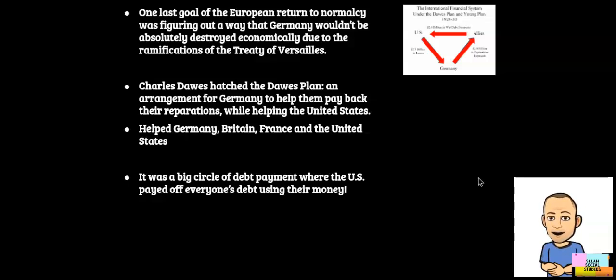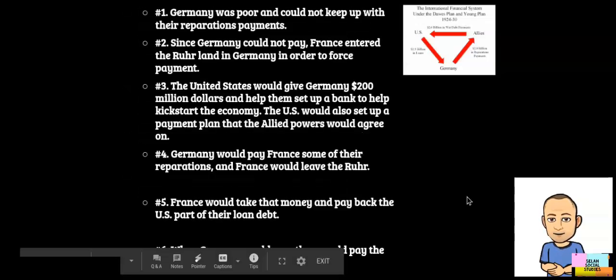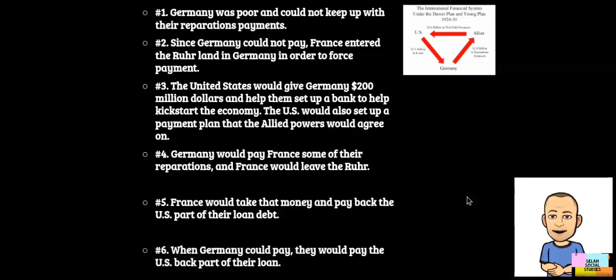So Charles Dawes hatches this genius arrangement for Germany to help them pay back their reparations while helping the United States. I'm going to put out the plan step by step on this next slide. Number one, Germany was poor and could not keep up with their reparation payments. Makes sense. Since Germany couldn't pay, France entered the Ruhr land in Germany in order to force this reparation payment. The U.S. steps in and would give Germany $200 million, help them set up a bank to kickstart their economy, and the U.S. would also set up a payment plan that the Allied powers could agree on.